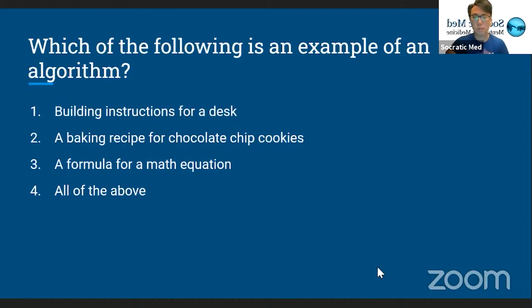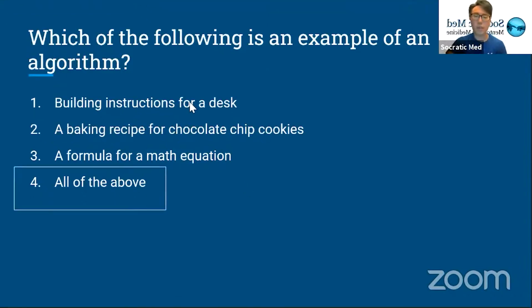Mostly everyone put D, and that's the correct answer. All of these are examples of an algorithm. It's like a preset set of procedures or a formula for completing a certain action. So building instructions for a desk: pre-made instructions for a desk.